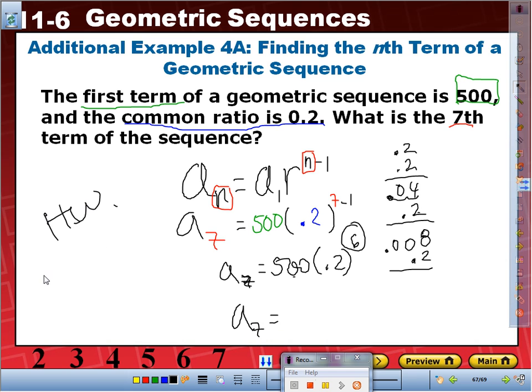Homework. Pages, what was the first one? 237. And the other one is page 735. Each one of those numbers 1 through 23 odd only. Both of them.